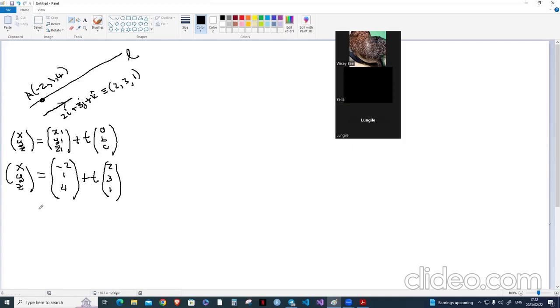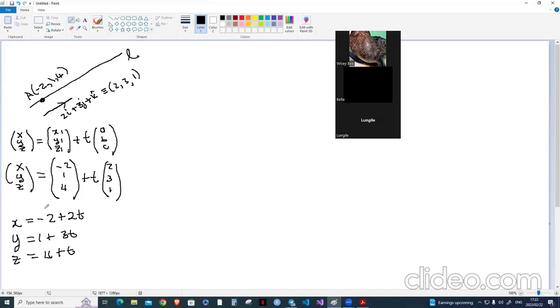Sometimes you can write this, if you want, as x equals, you take this -2 plus t times 2 is 2t. You found your x. And with your y, it will be 1 plus 3t. Then z is equal to 4 plus t. Sometimes they can represent it like this. You just need to be comfortable to work with both of them, because this is the same thing as this.